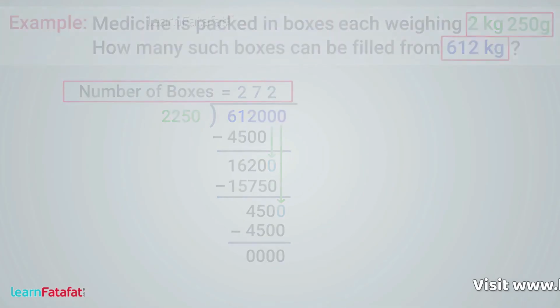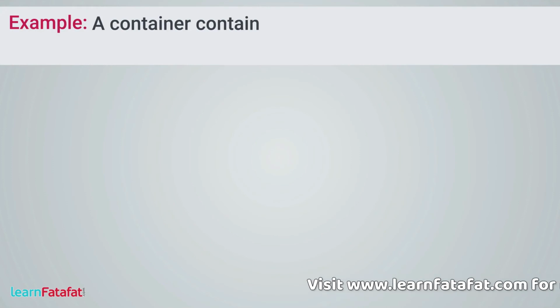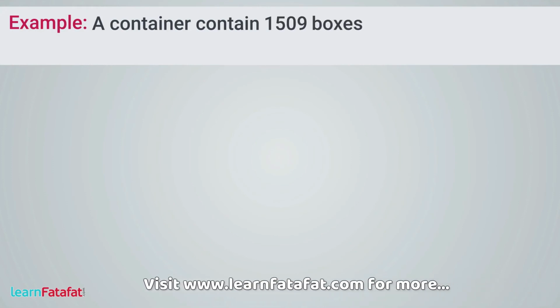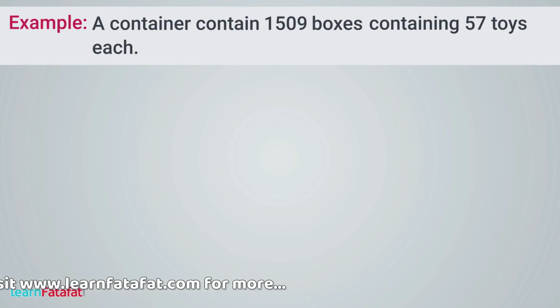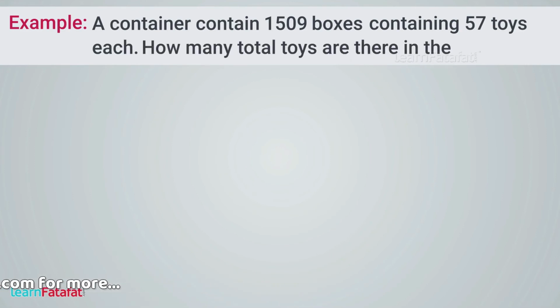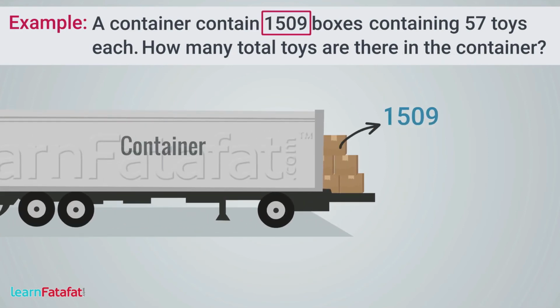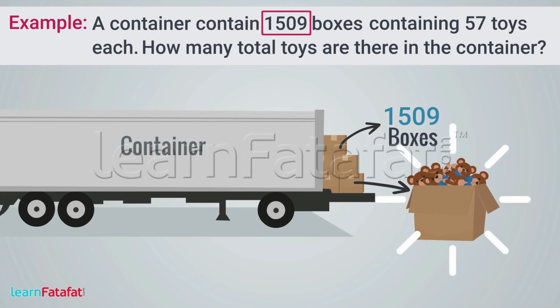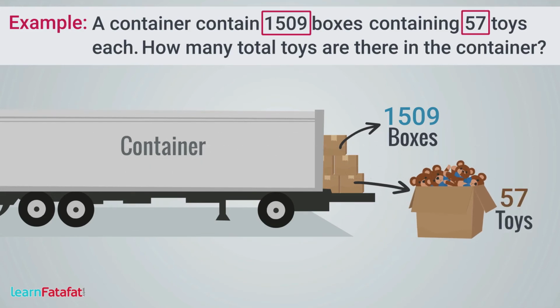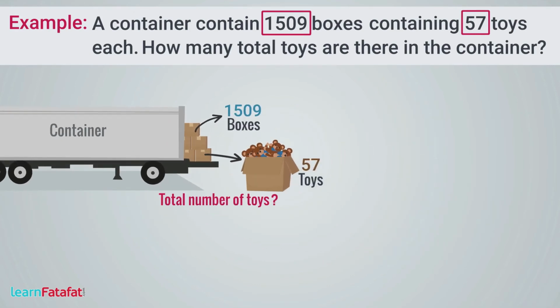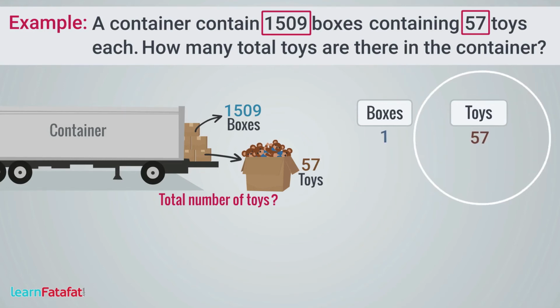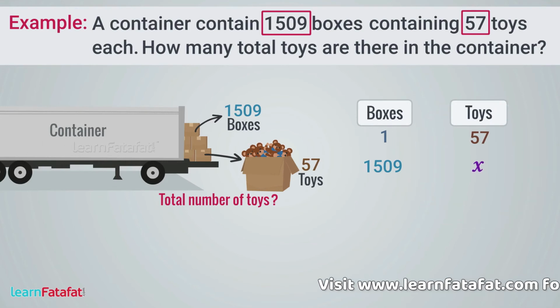Next example. A container contains 1509 boxes containing 57 toys each. How many total toys are there in the container? Solution. We know that total number of boxes are 1509. Each box contains 57 toys. We have to find total number of toys. So let's arrange the given question. There are boxes and toys in them. One box contains 57 toys. So 1509 boxes will contain X number of toys.